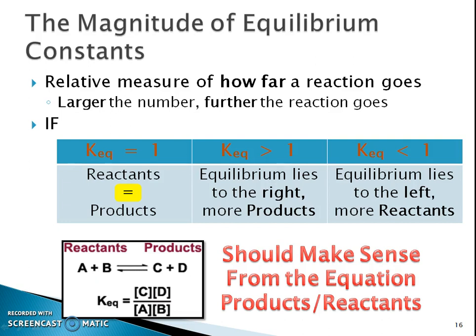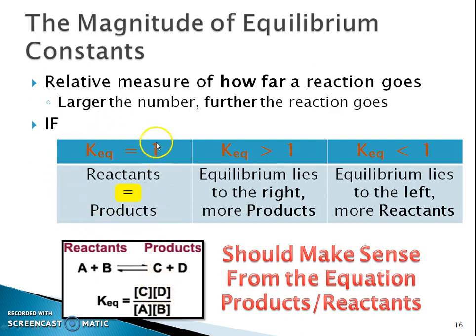It's a relative measure of how far the reaction will go: will there be more reactants as the reaction is at equilibrium, or will there be more products? So again, this should make sense to you. And again, here's our reaction and our equation. And again, we have products over reactants all the time.